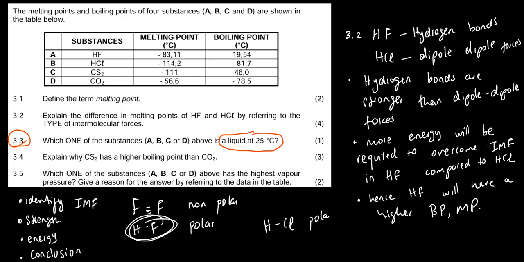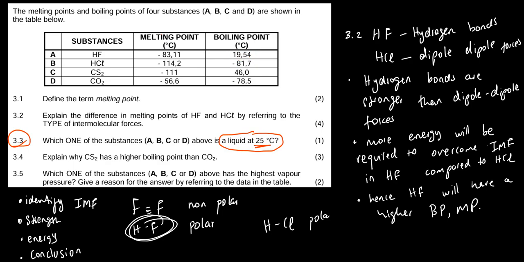So now, the boiling point of this one is 19,54, which means above 19,54, A is gonna be a gas. You understand? Above this value, A is gonna be a gas. Now we're talking about 25. 25 is above 19,54, which means HF at 25 degrees is already a gas.